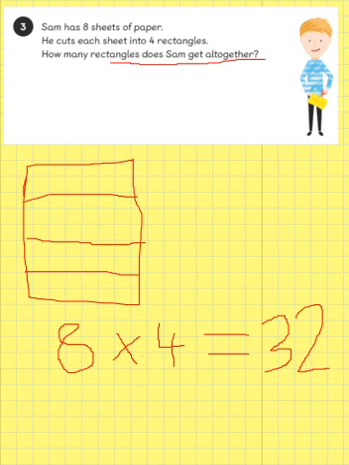Let me double check my answer. So Sam has 8 sheets of paper. He cuts each sheet into 4 rectangles. So each sheet is going to have 4 rectangles. So one sheet would be 4, 2 sheets would be 8, 3 sheets would be 12, 4 sheets would be 16, 5 sheets would be 20. Yeah, that's definitely, we're on the right track here. 6 would be 24, 7 would be 28, and 8 would be 32. Fab. So I'm happy with my answer of 32 there.